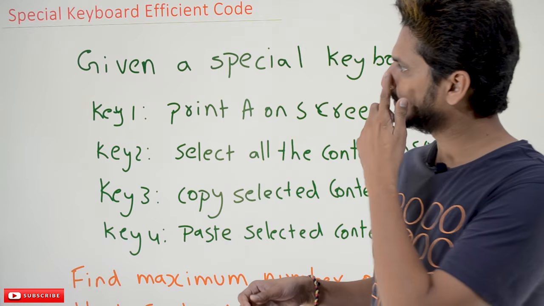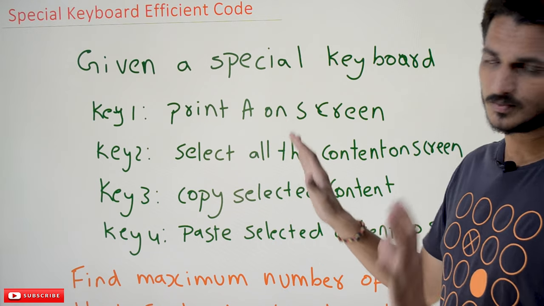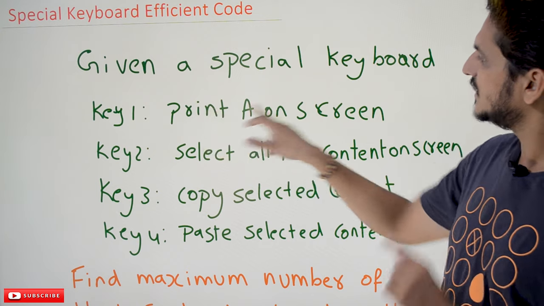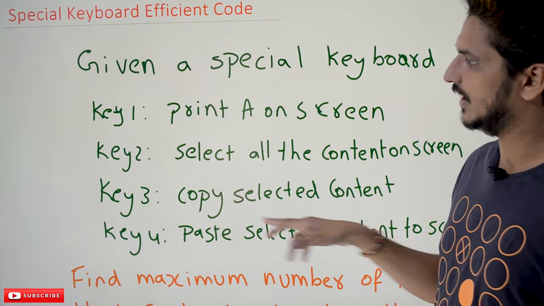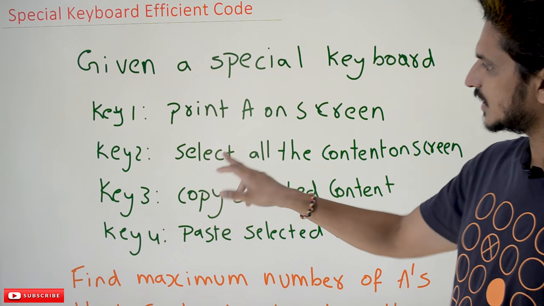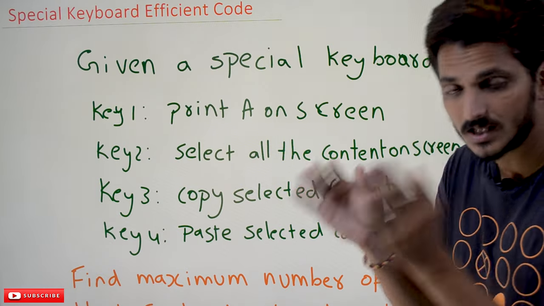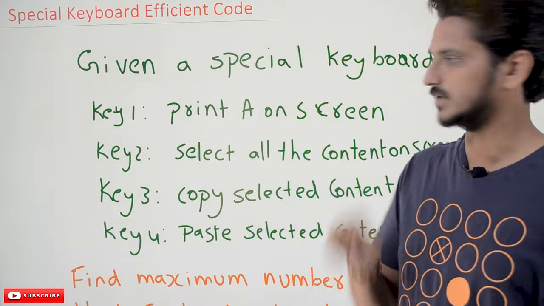Coming to today's example, they're going to give you a special keyboard. On that keyboard, we have four keys. Key one prints A on the screen. If you press key one, it is going to print A on the screen. Key two selects all the content on the screen. If two A's are there, it is going to select two A's.